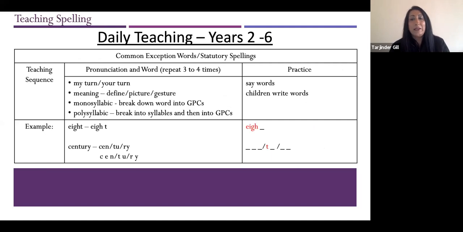With the common exception words, the main difference is that the statutory spellings are, of course, just lists of hundreds of words that children are expected to spell. Now, again, you can say that ideally they wouldn't have to, but we do have to teach them these spellings somehow.